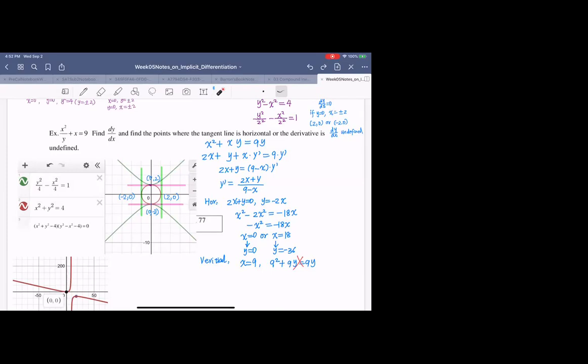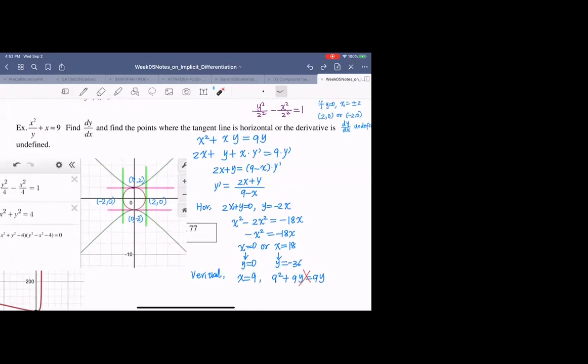Okay, let's check. So after you multiply by y, x squared plus x squared equals 9y, right? Yes. And we do the implicit method. We do 2x, and then the product rule comes in. The derivative of this one is 1, and copy down y. 1 times y plus x, copy down, times the y derivative, right? Equals 9, a constant coefficient you put in front, and the y derivative is y prime.